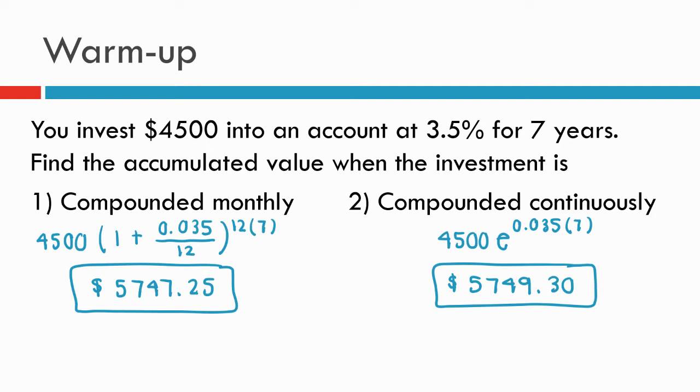With compounded continuously, that's when we use the base of e. All the information, though, is the same as far as the initial amount, the rate, and the time. Once again, show me what it is that you are going to be putting into the calculator and rounding to the nearest cent. We want 2 decimals, and so this is my answer.